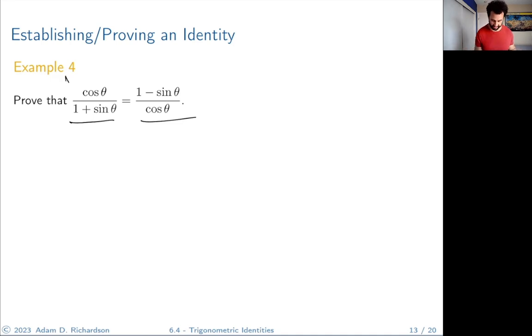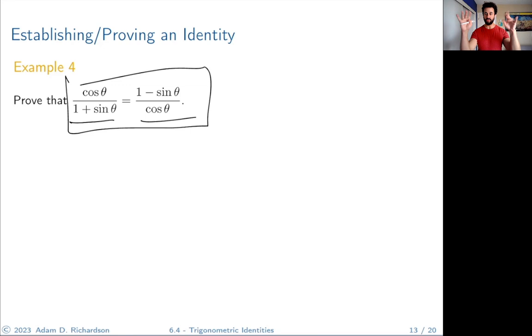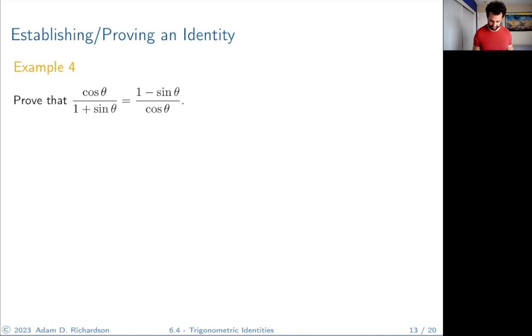You can't just take this equation and tweak both edges until you get something obvious at the end. That is not a valid proof technique, because that technique involves you assuming that it's true to begin with, which is totally false, right? We're trying to prove that this is true. So start on one side and get to the other side.